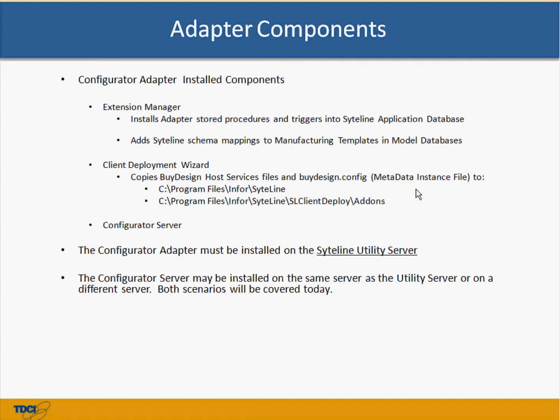One thing I want to make sure is that the configurator adapter must be installed on the Syteline utility server. That's also a very common question I get: where do I install the adapter? And again, the configurator server can be on a separate server than the utility server, and we're going to cover both of those scenarios today. Everything installed on one server, and then the adapter and the utility server installed on one server, and the configurator server installed on a different server. That's becoming very common these days.